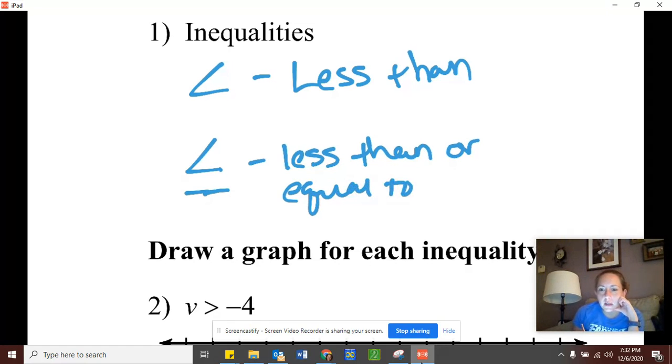So if you're writing a mathematical statement using one of these, like you're saying that x is less than 5, you're saying that x could be any number that is smaller than 5, any number in the world. If you put the line under it, you're saying that x could be any number below 5, but it also could be 5. So that's the difference there.